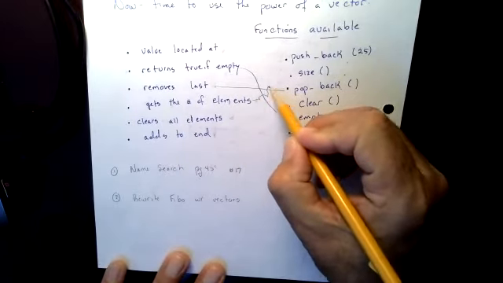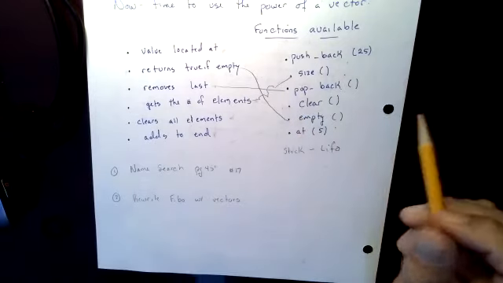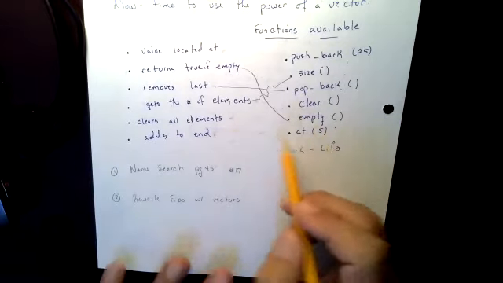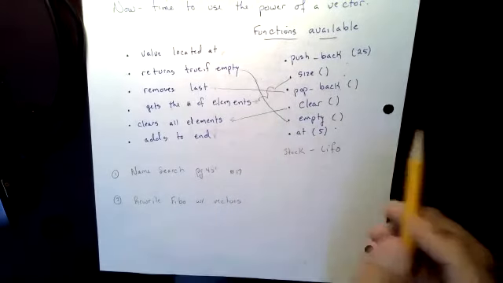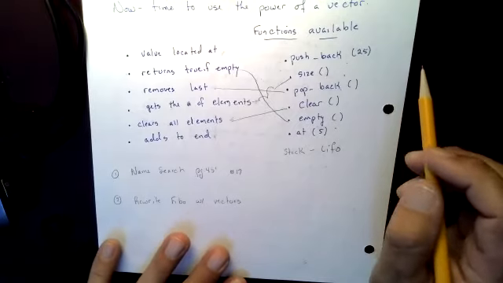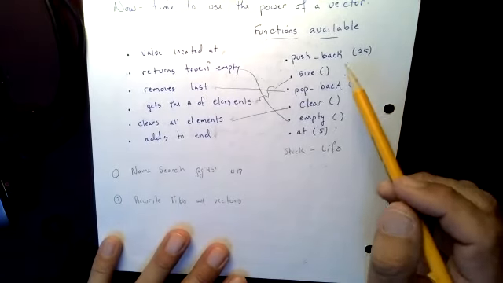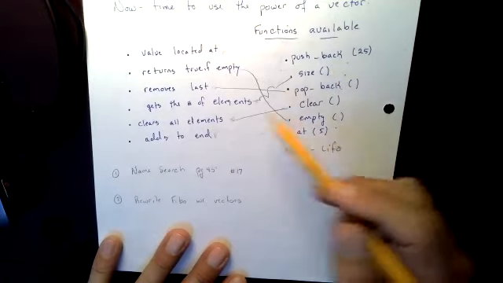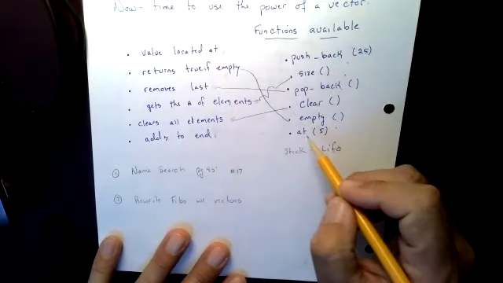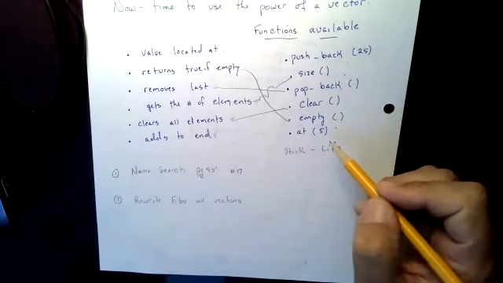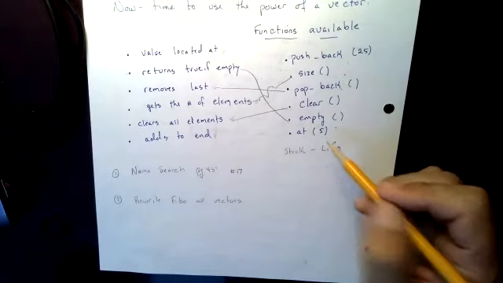Size. I had to hop over those. Size. Okay, size is going to be what clears all elements. That's kind of an easy one. That's clear. Which one is going to add to the end? Pushback. Pushback, right? That's going to add to the end, which means value located at, I could go at 5 and see what's there. All right, so what's the question here about at 5?